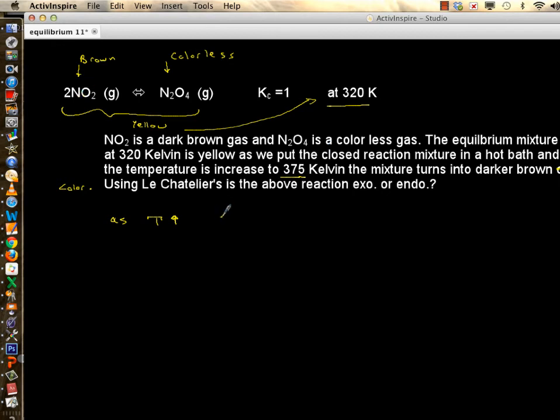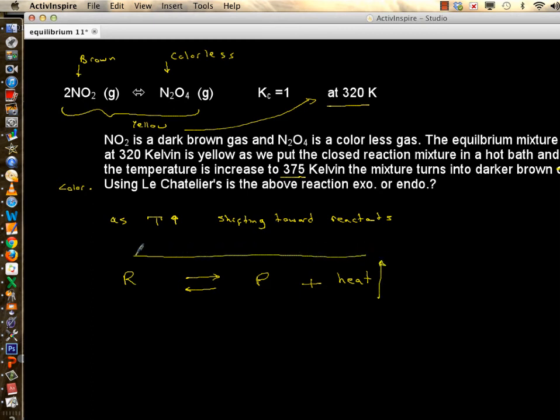So you are shifting toward reactants. Now, where is the case that you shift toward reactants? If this was your reactant and product, definitely the heat should be a quantity on the product side, because as you increase temperature, you're shifting this side. And then by definition, if heat is on the product side, this means you have an exothermic reaction. So this is exothermic.